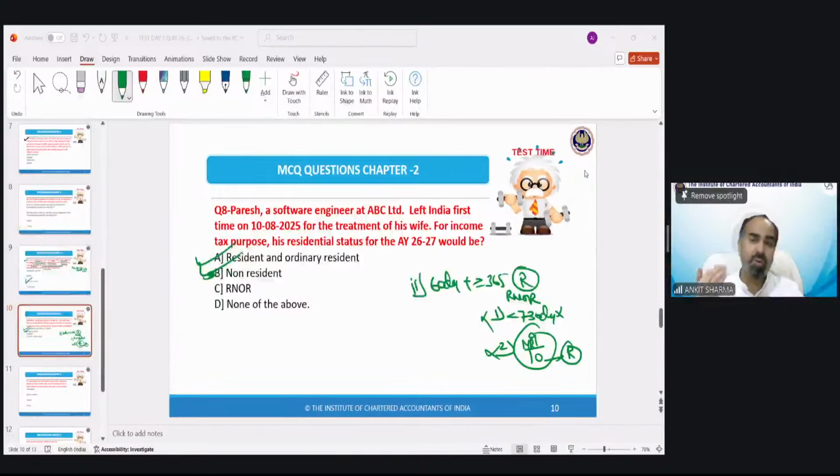Now, if you solve this question further, he would be a resident and not ordinary resident, because he was in India in the last 7 preceding years only 400 days. Because it is only 400 days, which is less than 730 days, he would be a resident and not ordinary resident. Okay, Mr. Anil?